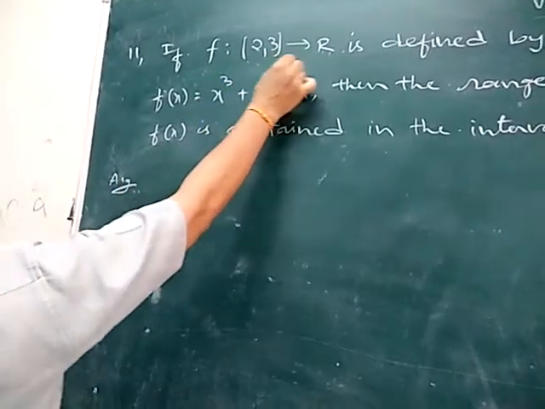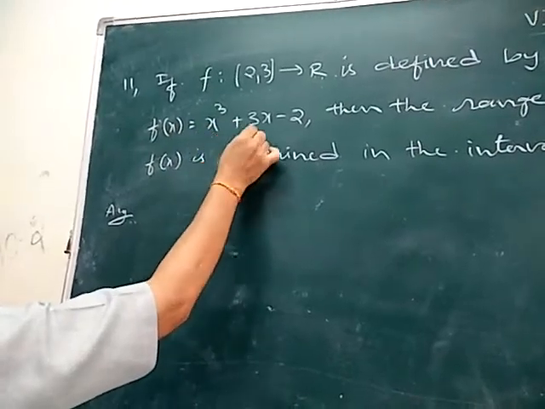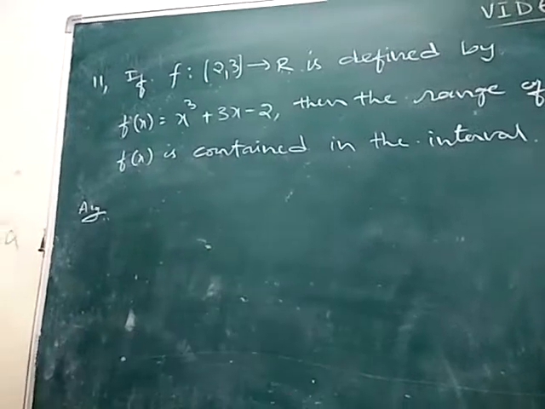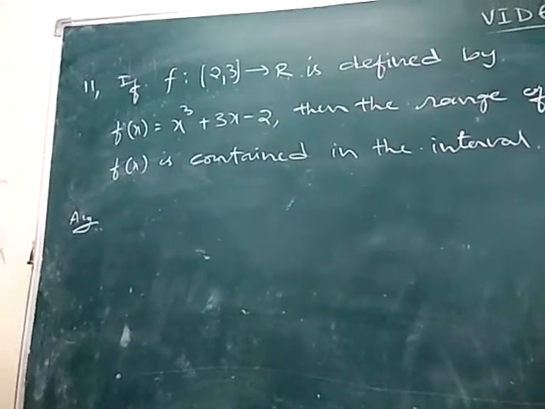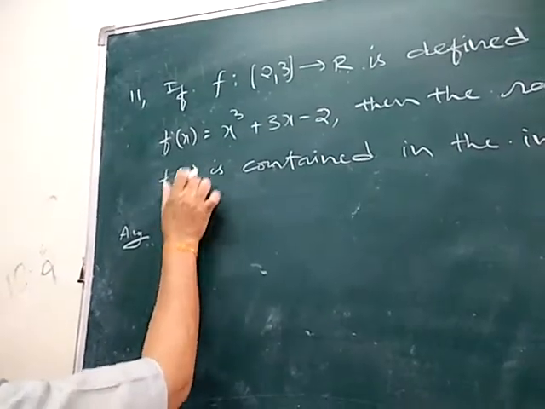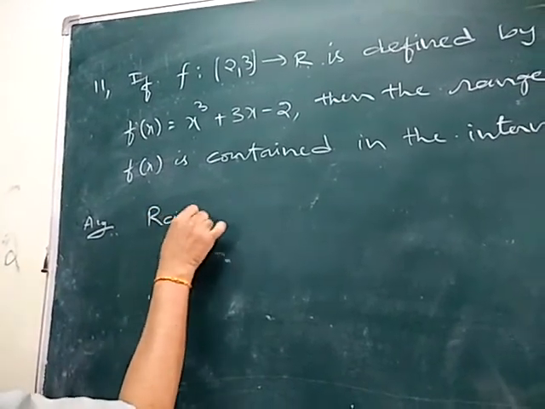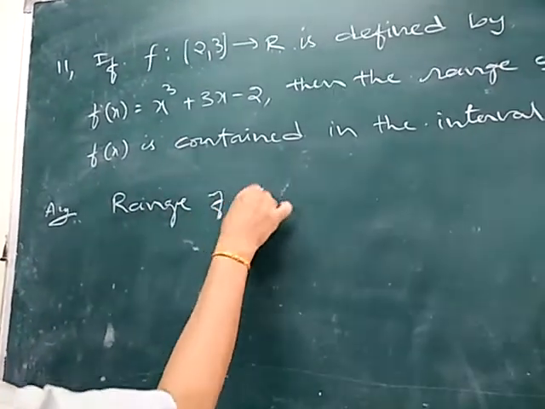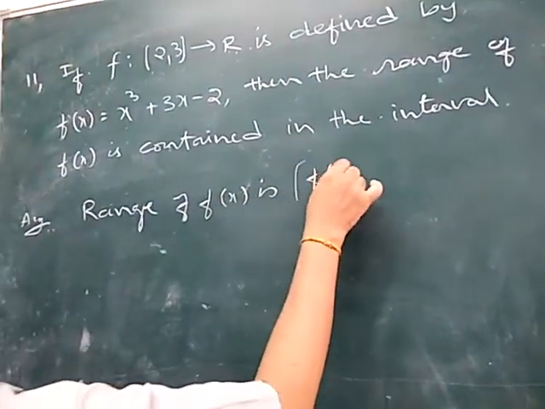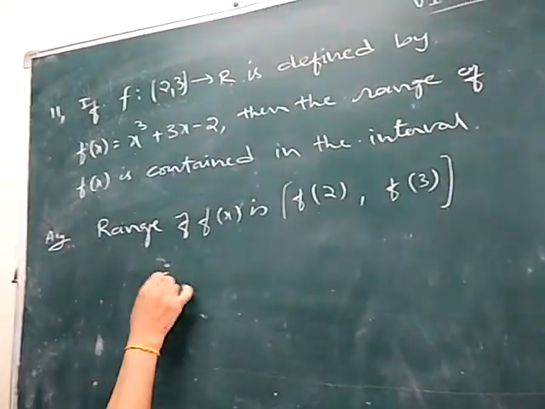F is mapping 2 comma 3 to R is defined by f of x is equal to x cube plus 3x minus 2. Then the range of f of x is contained in the interval. Here we want to find the range of f of x when x lies between 2 to 3. So the range of f of x is f of 2 comma f of 3. This is the range of the given function.